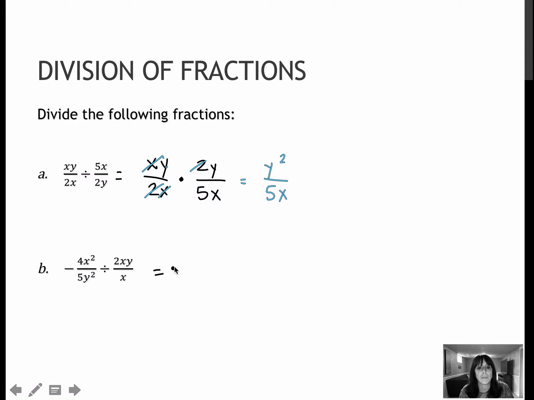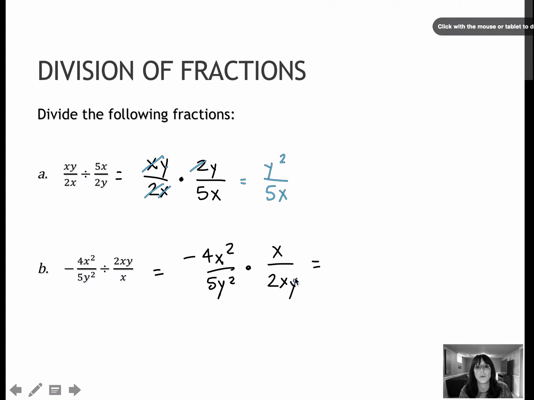Now I'm going to do the same thing with my second question. I'm going to keep the first fraction exactly the same. Then I'm going to change it to multiplication and find the reciprocal of my second fraction. And now that I've done that, I'm going to do some simplification before I multiply. So I've got an x on the top and an x on the bottom. And a 4 and a 2 will reduce by 2. So 2 divided by 2 is 1. Negative 4 divided by 2 is negative 2. And it looks like there are no other things that I can cancel.